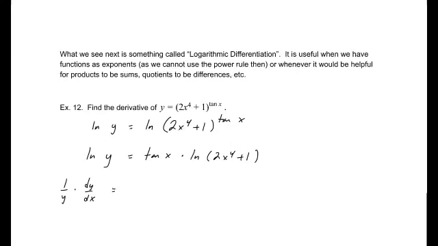All right, now we have a product here, uv. So the derivative of the first is secant squared x times natural log of 2x^4 + 1, plus v prime, which would be 8x cubed over 2x^4 + 1, times our tangent.